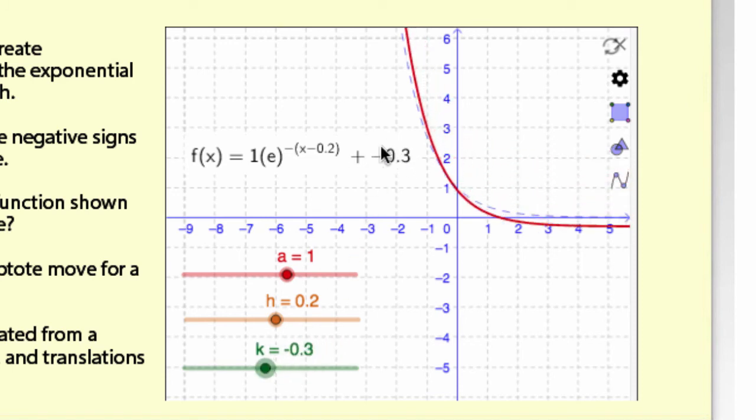And notice that you can see right here the value of the function as well as the graph. So you should be able to make some good connections there trying to understand transformations. So that's the big picture for this lesson.